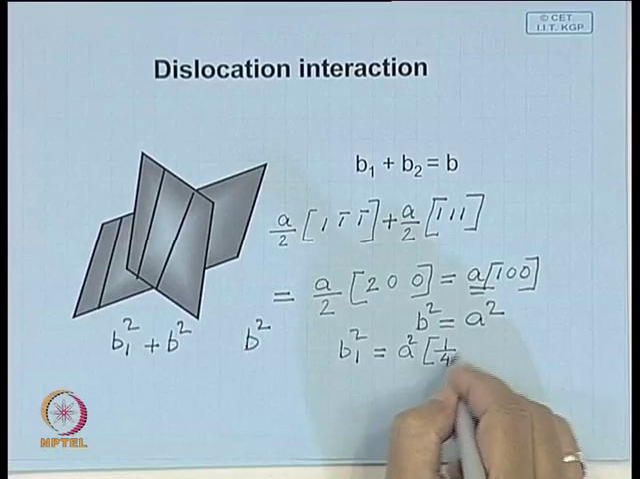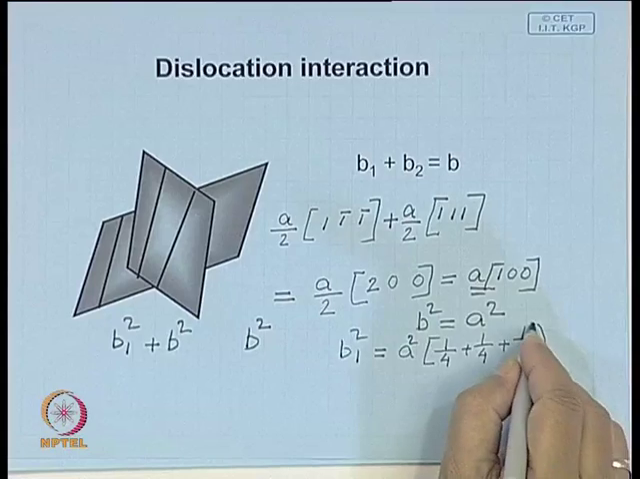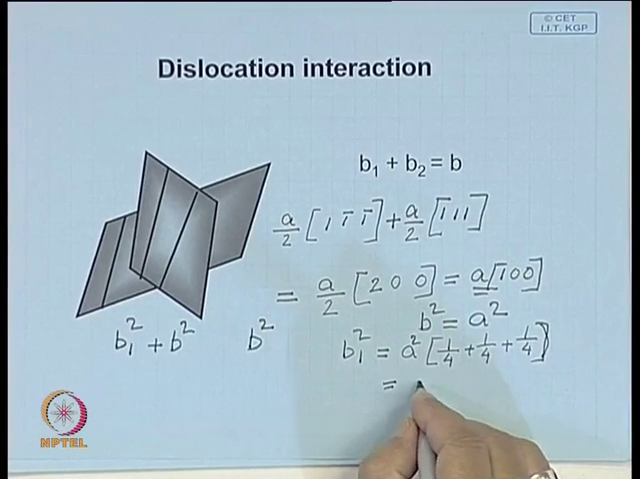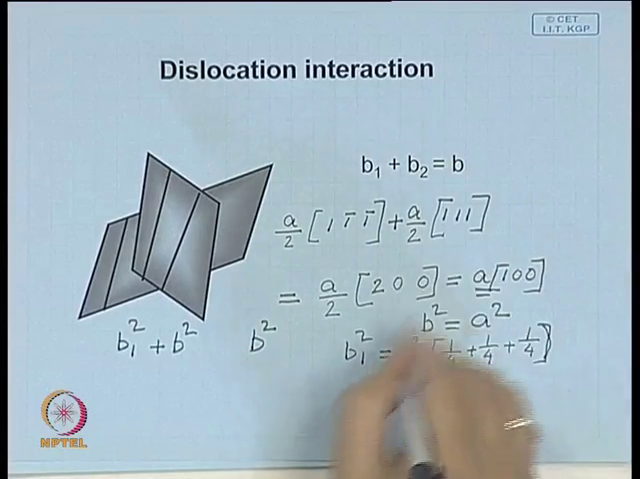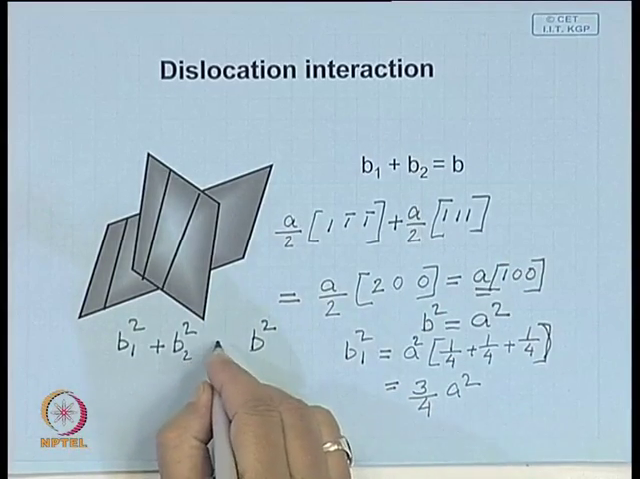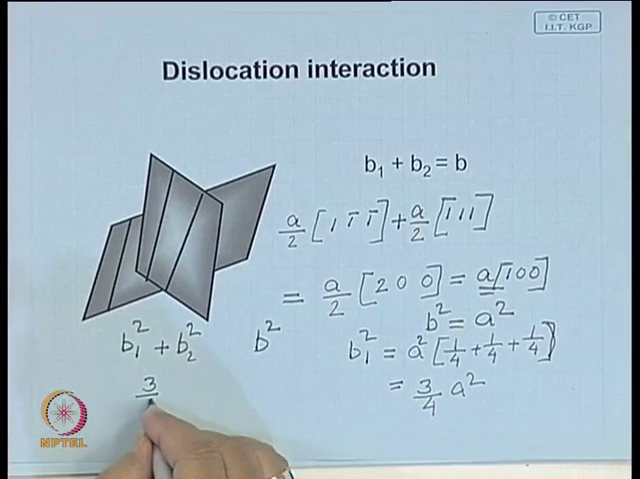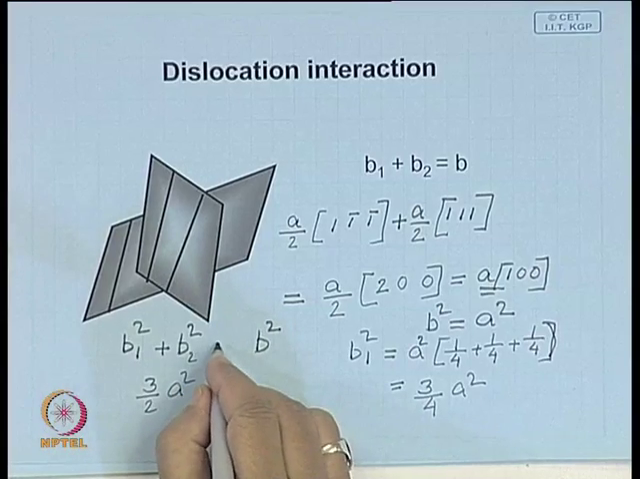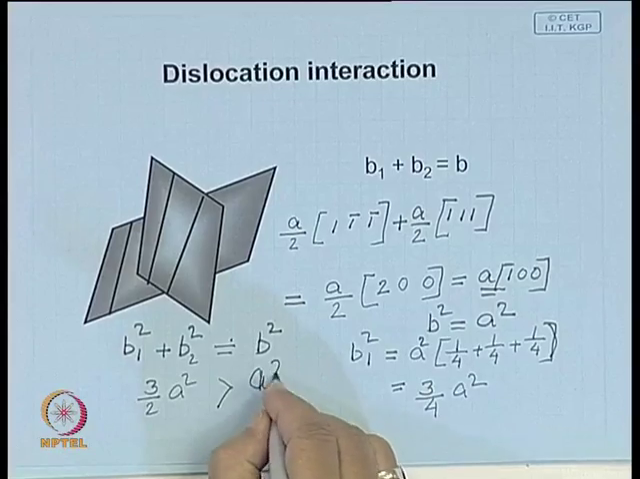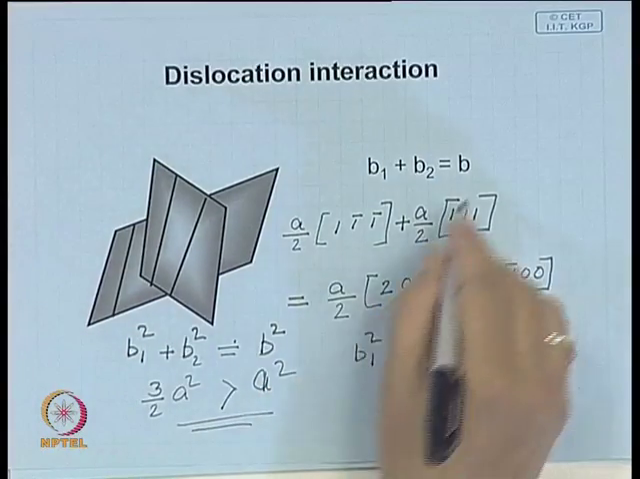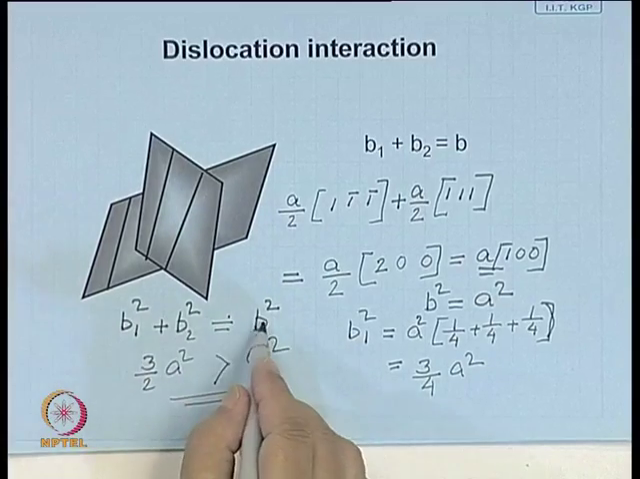b1 squared is this, so we have 1/4, 1/4, 1/4. So, basically this will be 3/4 a squared. There are 2 of these, 3 over 4. So, b1 squared plus b2 squared will become 3/2 a squared. That means this is greater than a squared. So, this type of reaction will be difficult to form, whereas the reverse is possible.